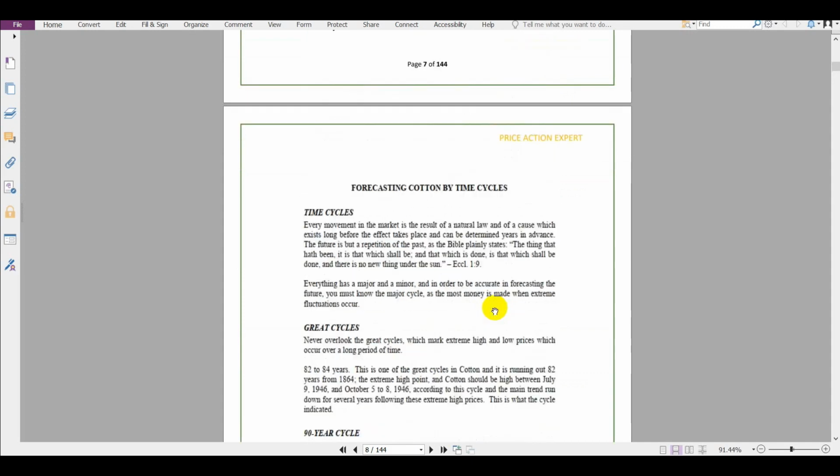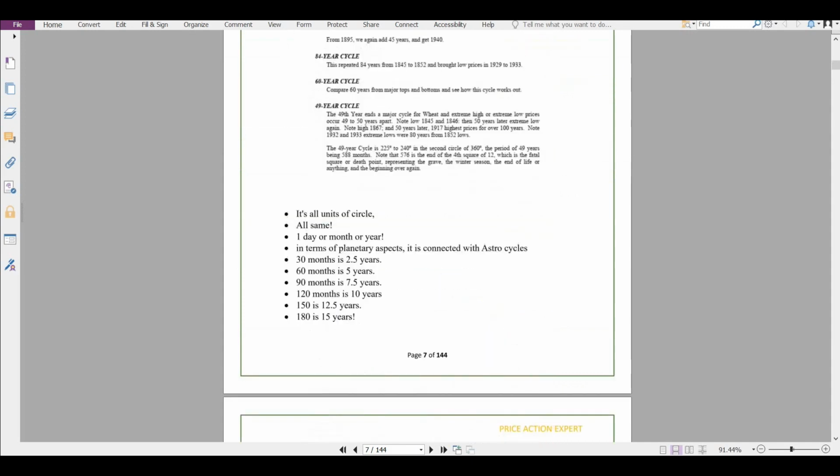You can read this. So the same information which I have repeated, so it is very important. So 10 years is 120 months. 7.5 is 90 month cycle. 60 months, it's a great cycle mentioned by Gann. We'll be using it a lot.